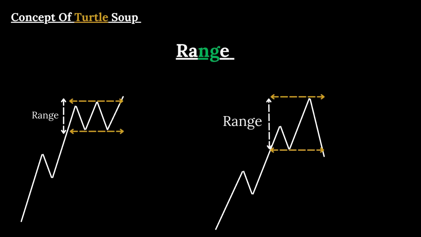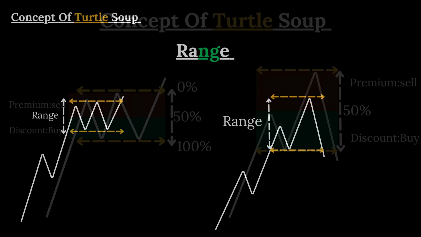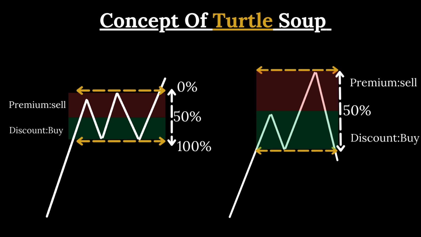Every valid Turtle Soup setup operates inside a defined range. That range is crucial. It's what tells us whether the fake-out is happening in the right context. Think of this range as having two zones. At the top, above the 50% mark, is the premium zone. This is where we hunt for sell setups, especially when price breaks above and then closes back inside. At the bottom, below the 50% mark, is the discount zone. This is where we look for buy setups, when price sweeps below structure and snaps back in. Identifying whether price is in the premium or discount zone helps filter weak setups from strong ones. Avoid taking trades at the equilibrium of the range.